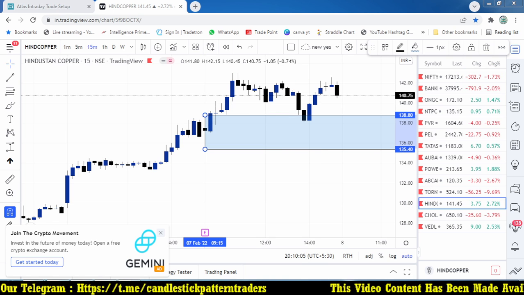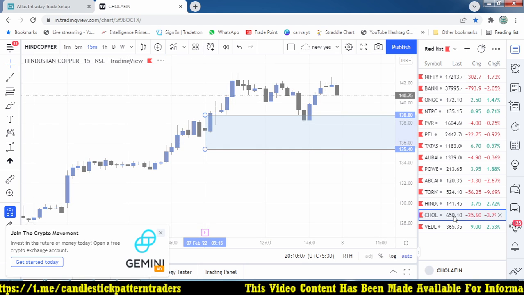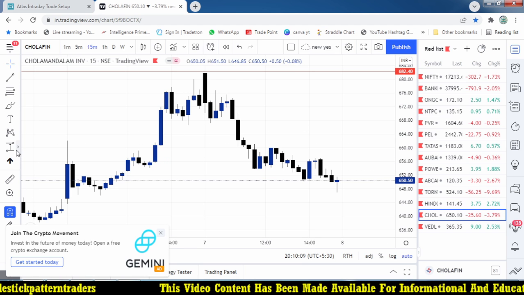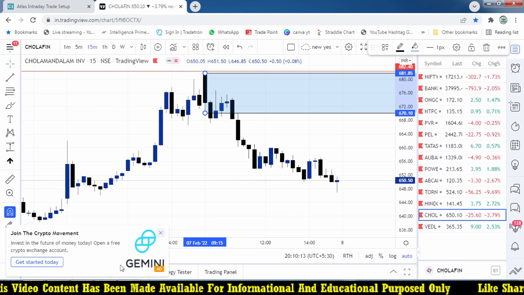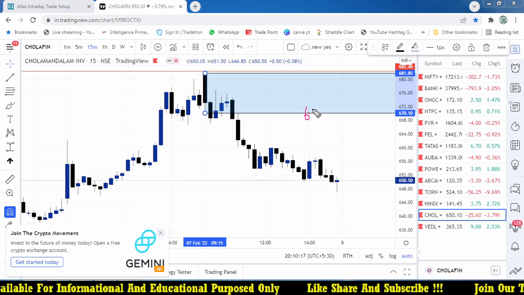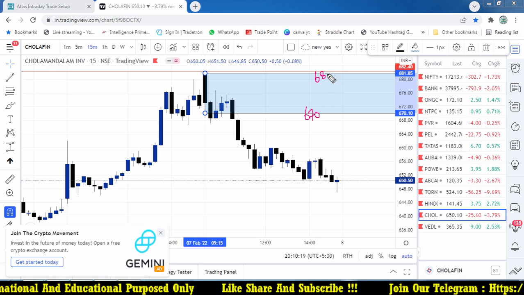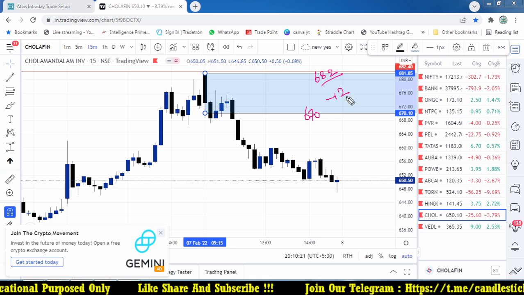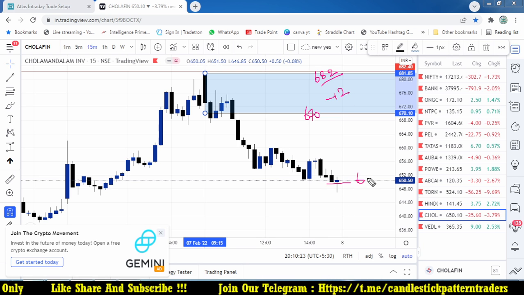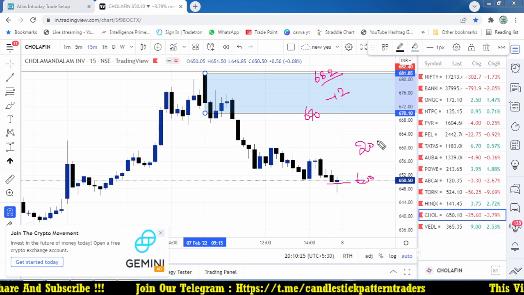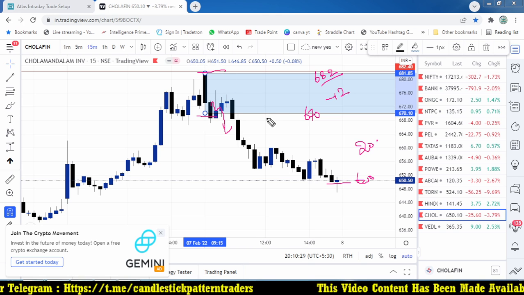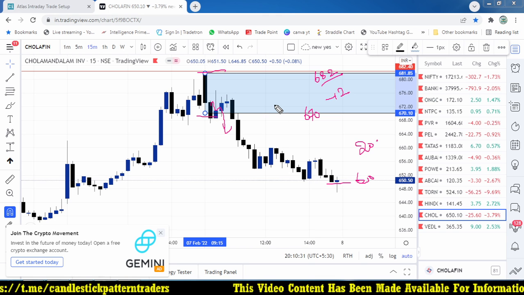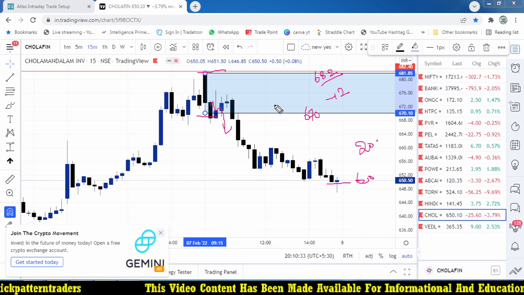And then the third stock, which is Chola Finance. Then you see how the Chola Finance result became. The risk for the trade was around 12 rupees, between 670 and 682. From there it came down to 650, almost 20 points profit. So it never breaks its opening range. It broke down and fell very big and gave you such a great opportunity to make money.